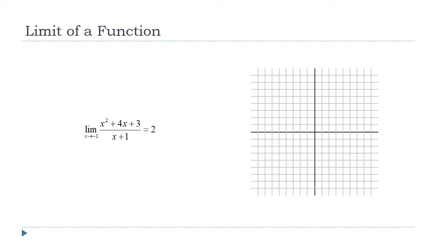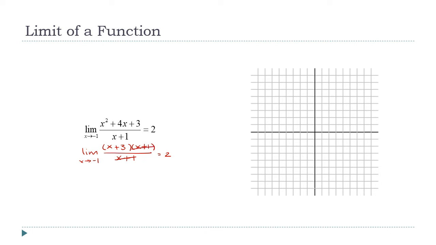Okay, so let's see. Anytime I see something like this, always my first thought is, can I simplify it, right? And I think I can here. Let's factor that numerator. This becomes the limit as x approaches -1 of x plus 3 times x plus 1 over x plus 1. You see, that's good, right? The x plus 1's cancel.